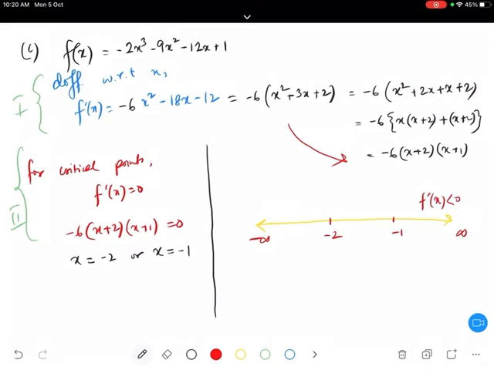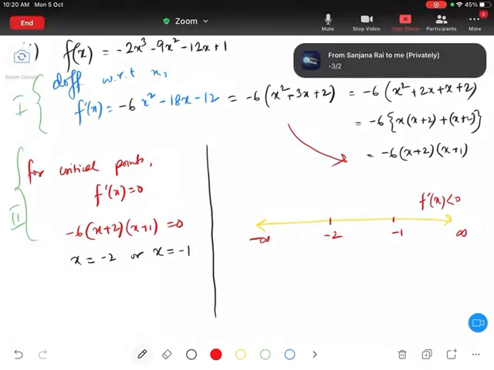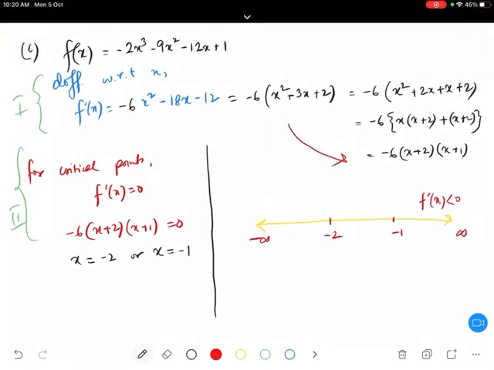Now tell me a value between minus 1 and minus 2. Tell me a value between minus 1 and minus 2. Minus 3/2. Minus 1/2 is more than minus 1. Now put minus 3/2. You don't have to make so much noise, okay? You're a human being, not an animal. Now if I put minus 3/2 in here, tell me what do I get? Minus 6 times minus 3/2 plus 2 times minus 3/2 plus 1. See what you get. Is it positive or negative?